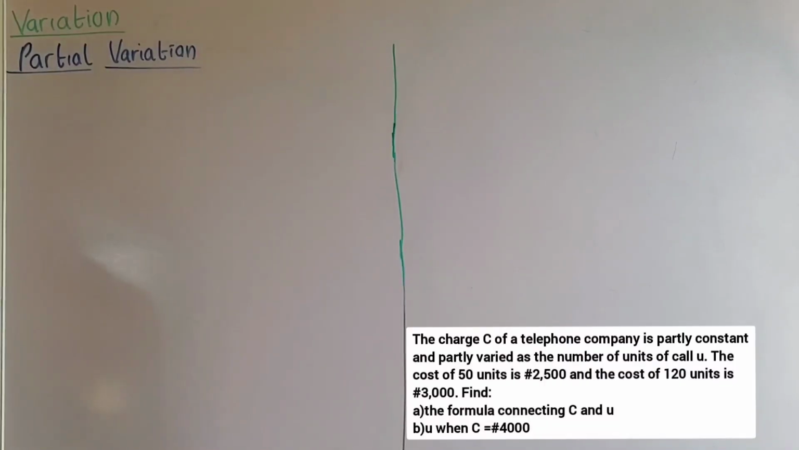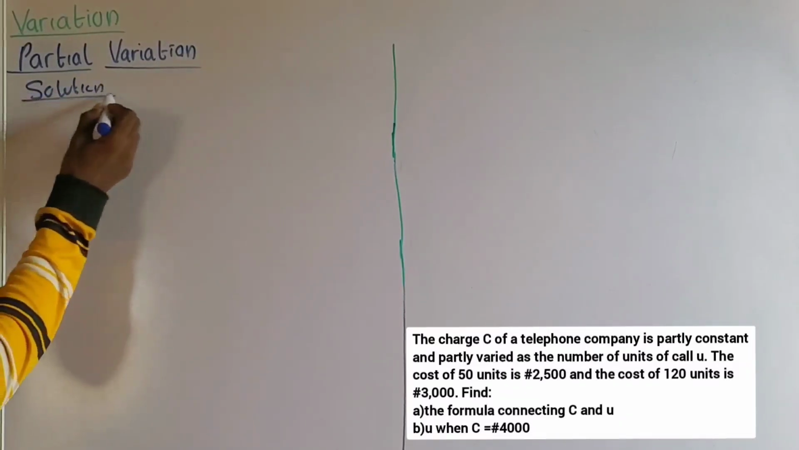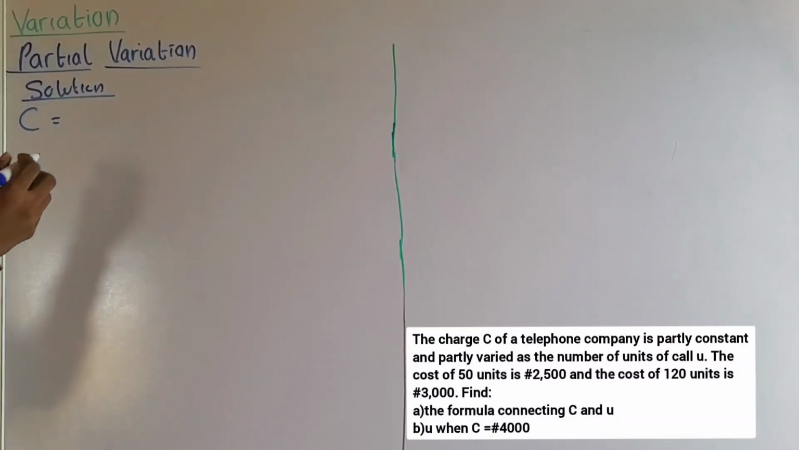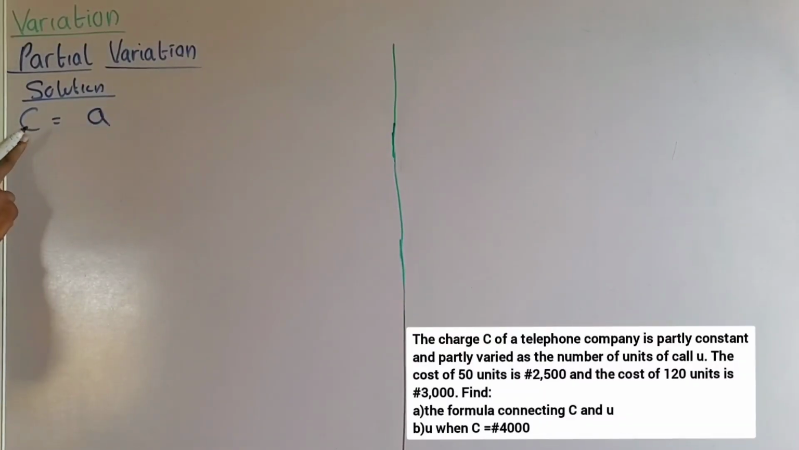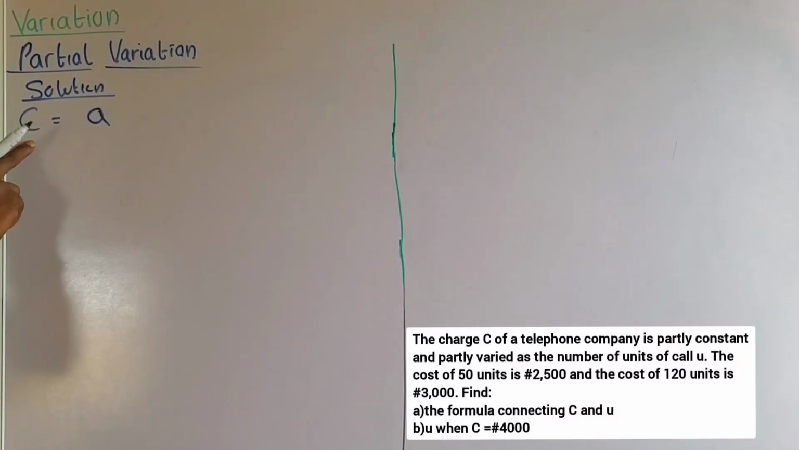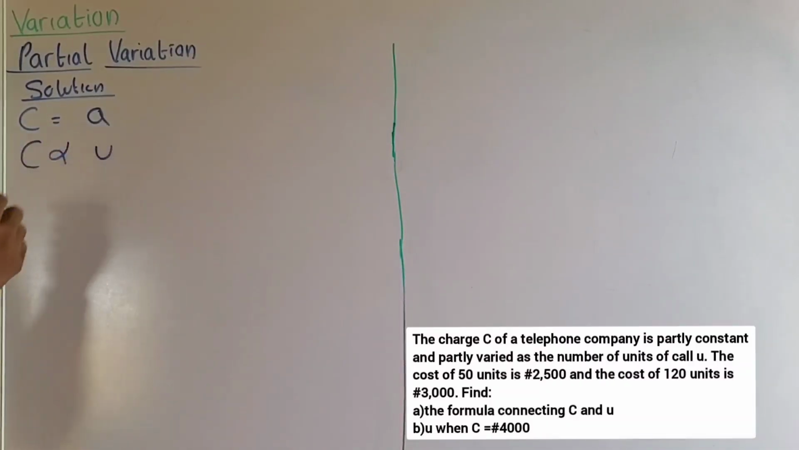Okay, let's interpret the question mathematically. We are given that the charge C of a telephone company is partly constant. So let's say solution. C is partly constant, so let's use A as the constant. The charge C is partly constant, and this same charge partly varies as the number of units called U. Do you understand? Listen to the explanation again.